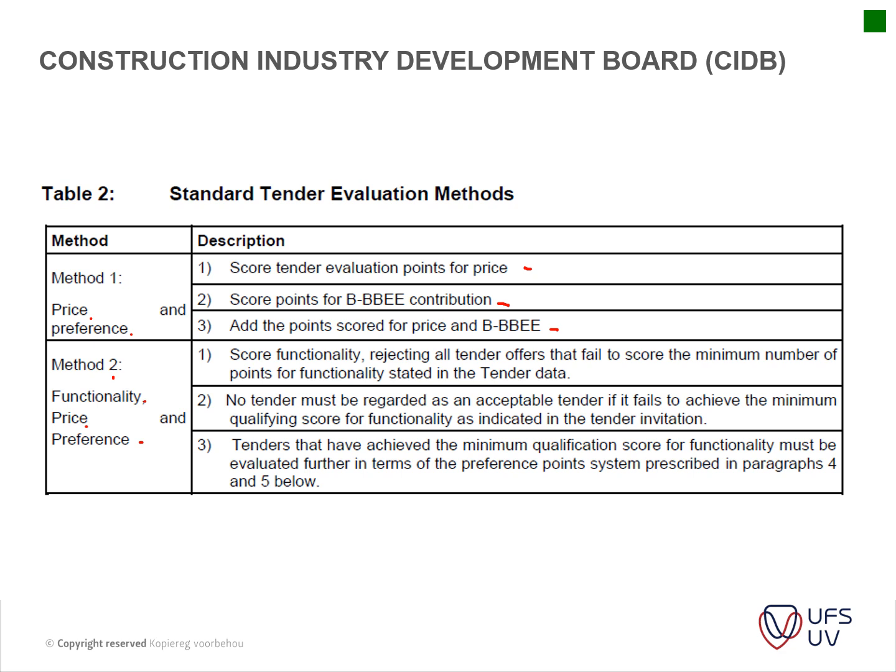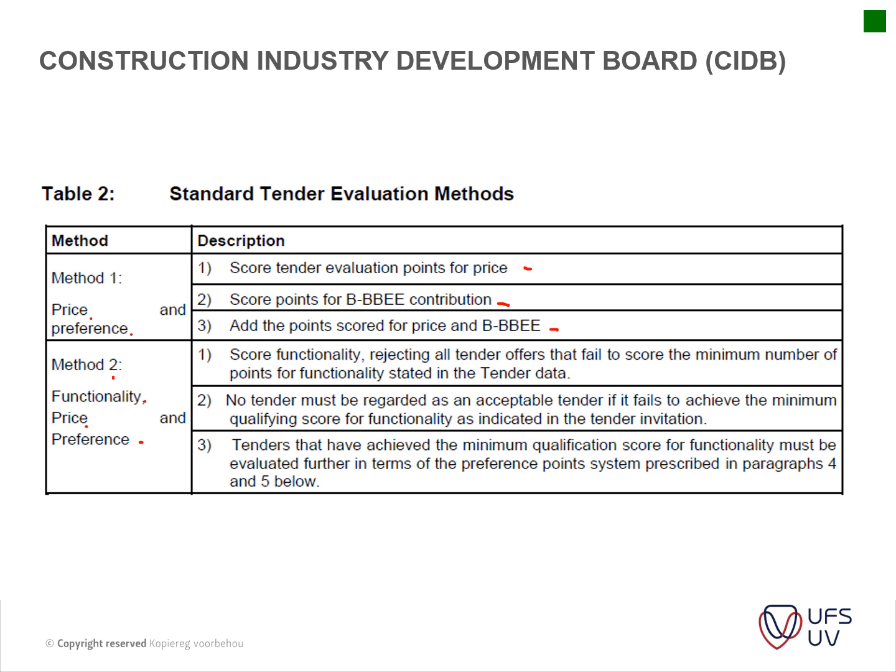So 80-20, so 20% of your point score will be allocated according to your BE status, and then the rest, 80%, will be allocated towards your price. And then there's a scorecard that's also given by the CIDB, and then the tender is evaluated according to that.